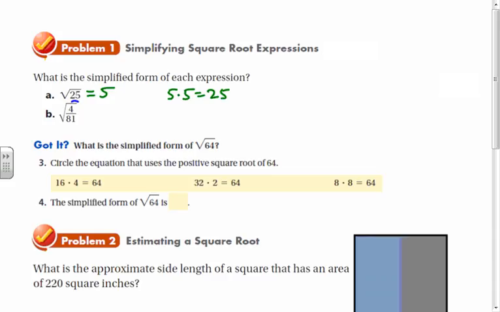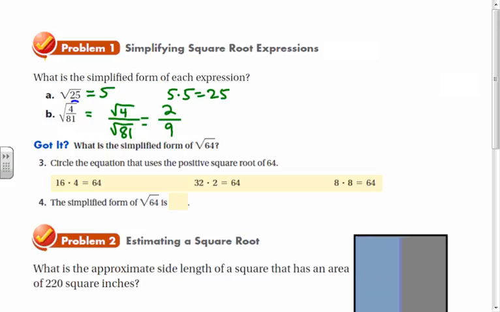Okay, now the square root of 4 over 81, we can do that by, just like powers, separating the square root into the numerator and denominator like this. The number multiplied by itself that equals 4 is 2, because 2 times 2 is 4. And the number multiplied by itself that equals 81 is 9, because 9 times 9 is 81.